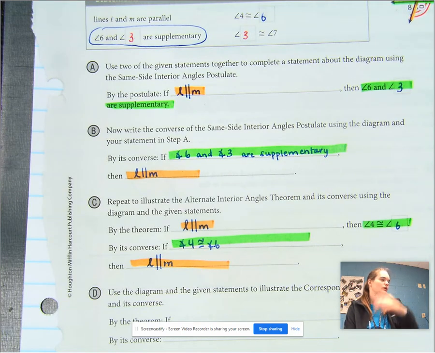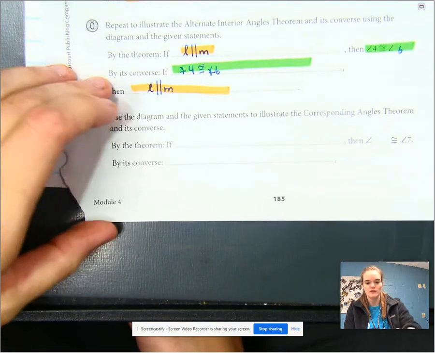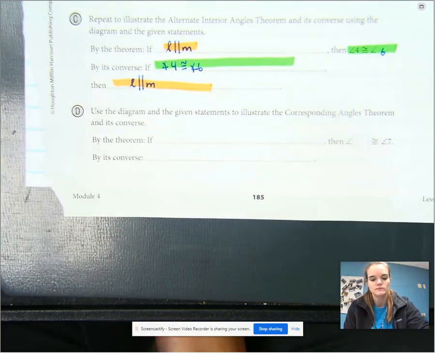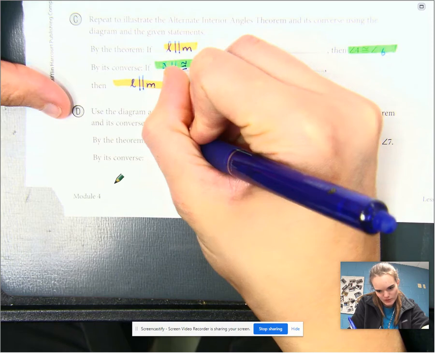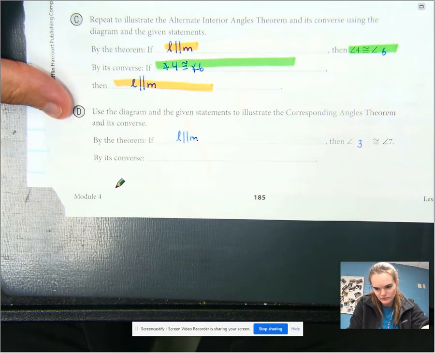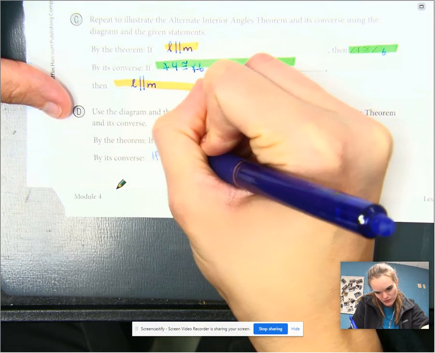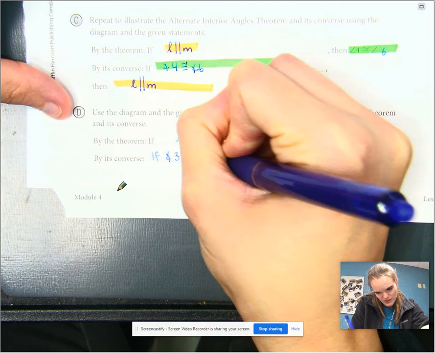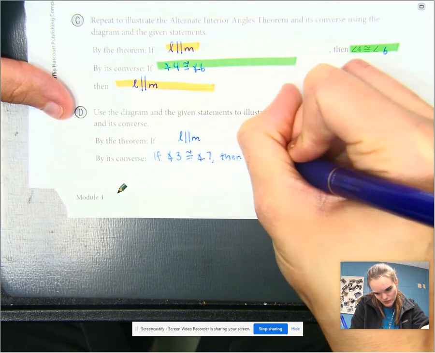Alright, pause the video, try D. Write the theorem and then write the converse. Alright, D. Use the diagram and the given statement to illustrate the corresponding angles theorem. If the lines are parallel, then angle 3 is congruent to angle 7. Reversing that, if angle 3 is congruent to angle 7, then L is parallel to M.